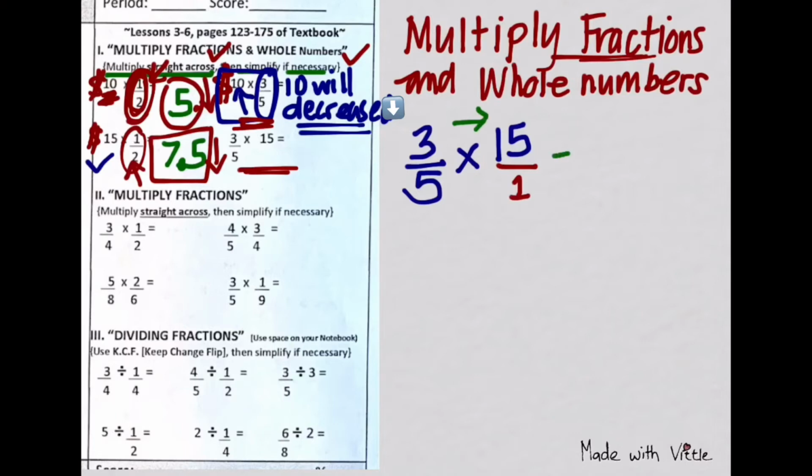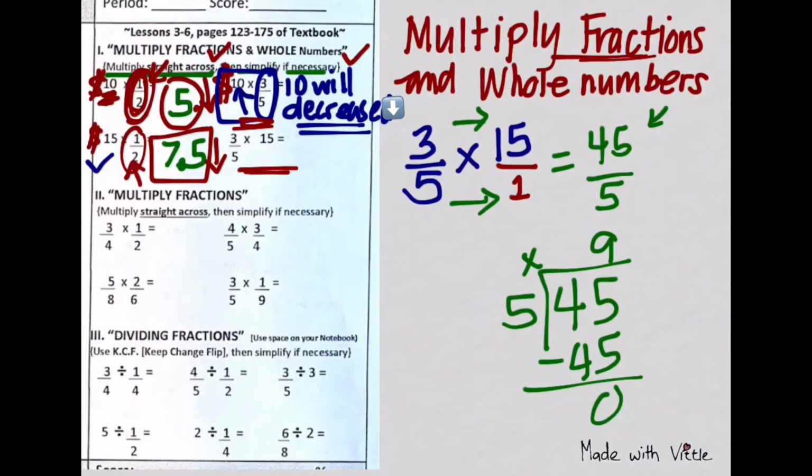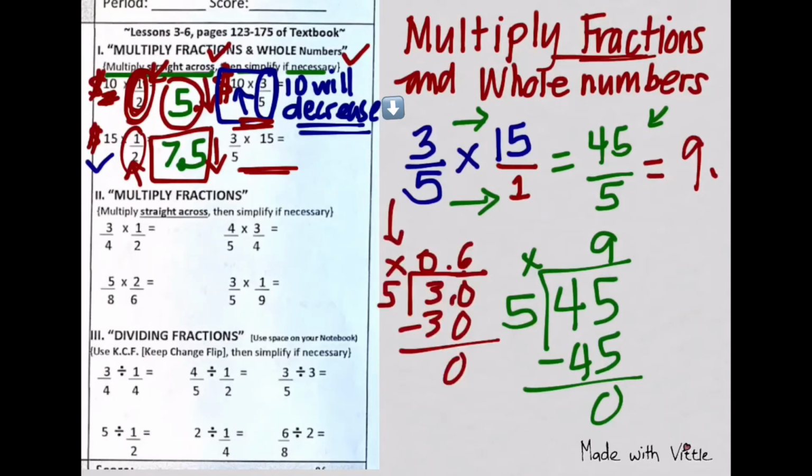3 times 15 is 45. 5 times 1 is 5. Now we have to do top in, bottom out because this is an improper fraction. And we all know 45 divided by 5 is 9 wholes. Now we asked earlier if we're going to make the 3/5 bigger or smaller. Since we are multiplying 3/5 by 15 wholes, for sure we're going to make the 3/5 bigger. And look, it became 9 wholes.